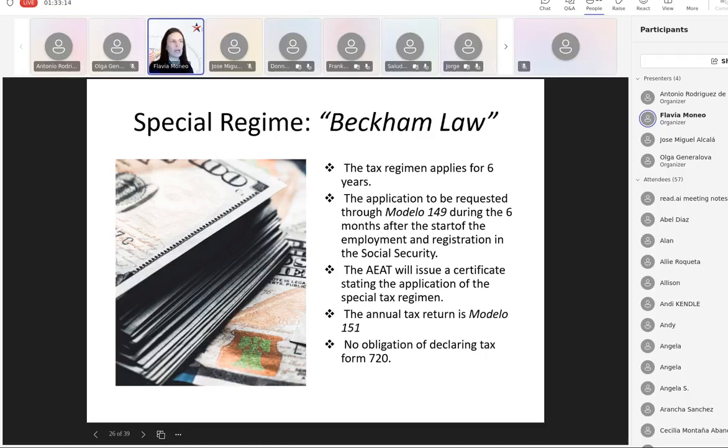Once you apply, you have to apply using the Modelo 149, and then for the 6 years that you will have the Beckham Law, you have to file the Modelo 151. So what usually happens is that you have the first year that you apply and then 5 more. The other advantage of the Beckham Law is that you don't have to file a Modelo 720.